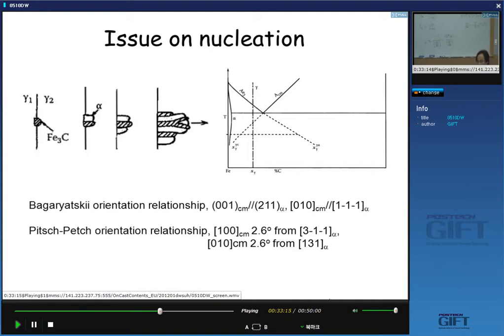And when you look at the orientation of the cementite and ferrite in the pearlite, there is always an orientation relationship between the ferrite and cementite, which is called the Bagaryatskii orientation relationship or the Pitsch-Petch orientation relationship. But one thing you have to remember is there is no established orientation relationship between the parent austenite and ferrite, or the parent austenite and cementite.